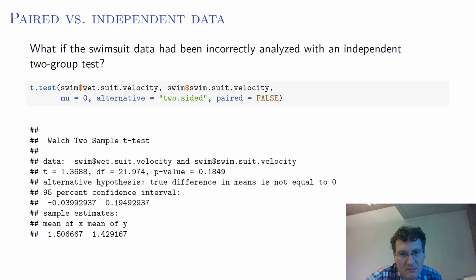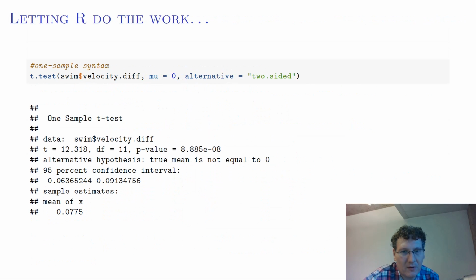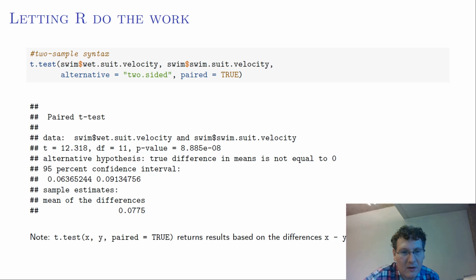Yep. So here, if we had done the swimsuit test using an unpaired test, what you'd actually find is that the p-value is much higher. See, this is 0.1849 compared to using the paired test. You get a p-value that's quite different. That's 0.000008. That's like almost nothing.